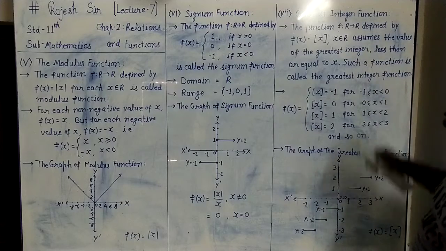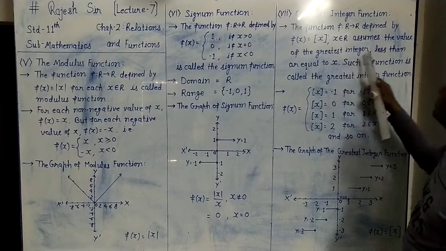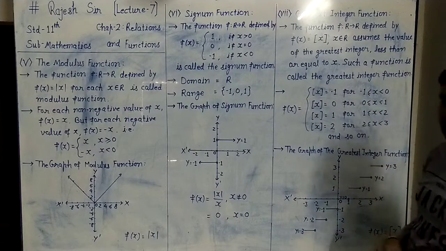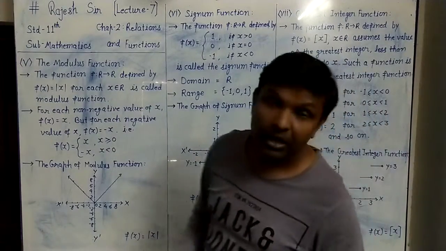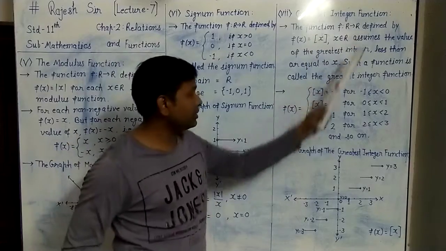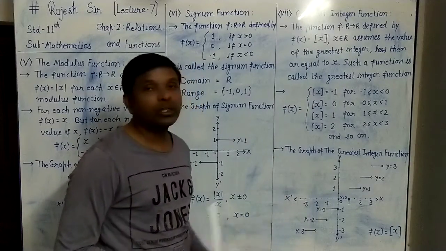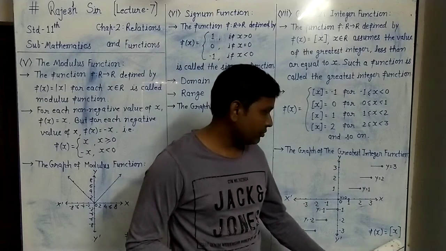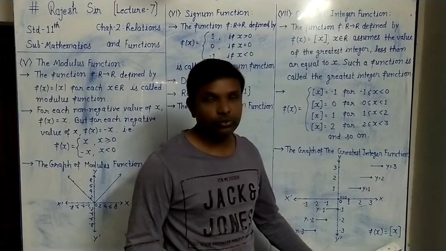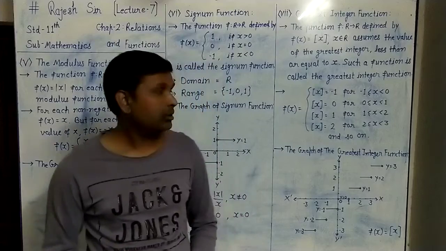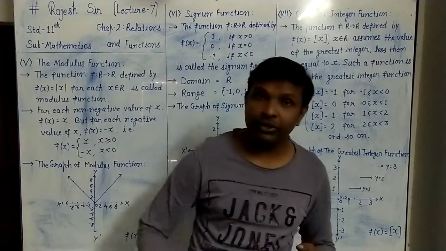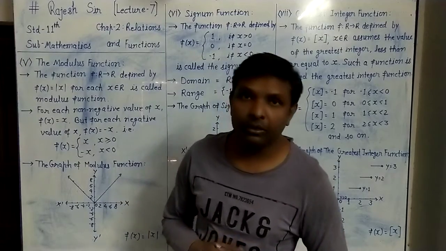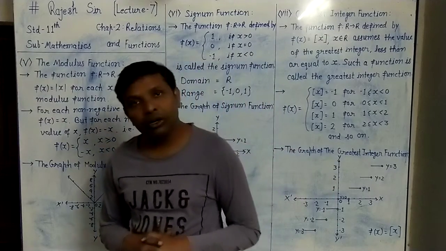So in this type of function, wherever the number is less than or equal to x, that integer will be its answer. That is called the greatest integer function with its graph. f(x) equals the big bracket of x shows the greatest integer function. So these were all the 7 types of functions we have seen in this chapter, and in the next lecture we will see the algebra of real functions.